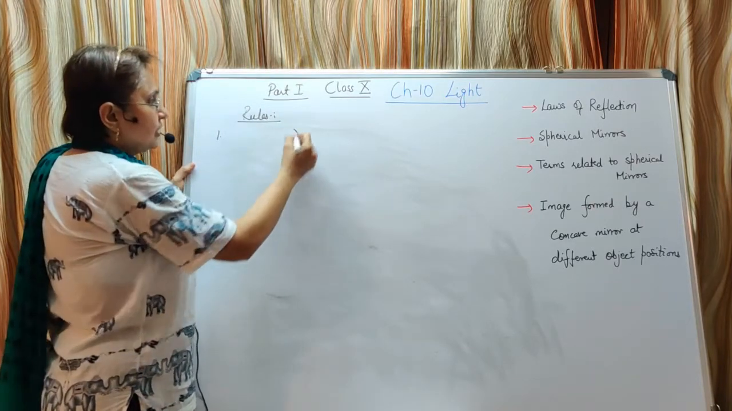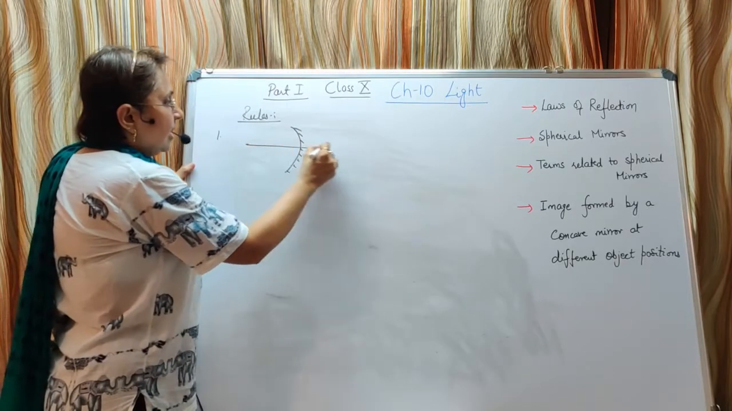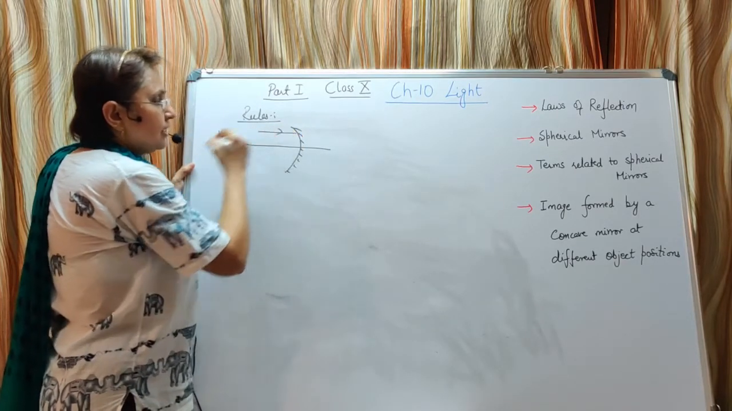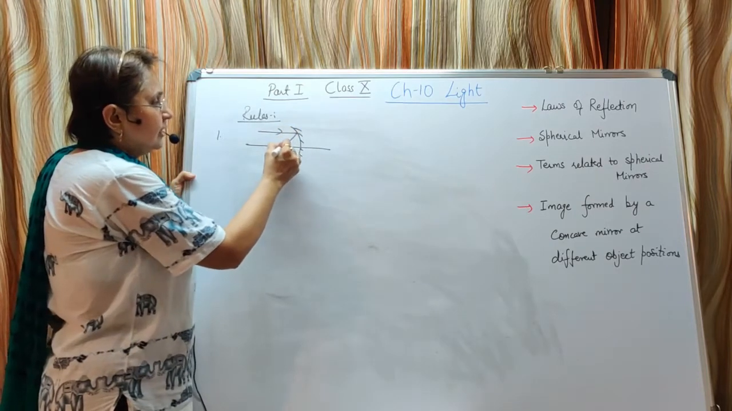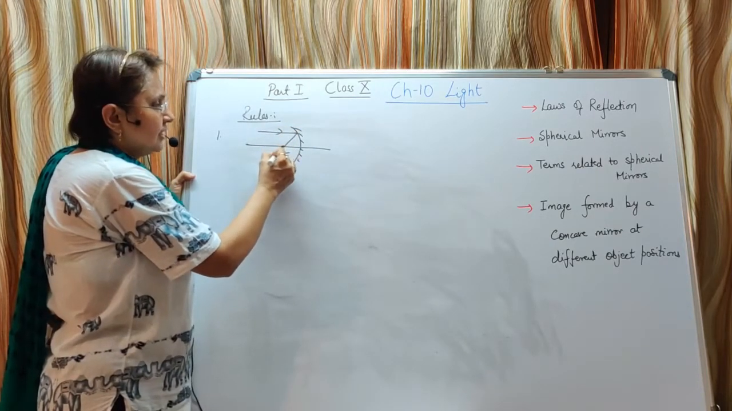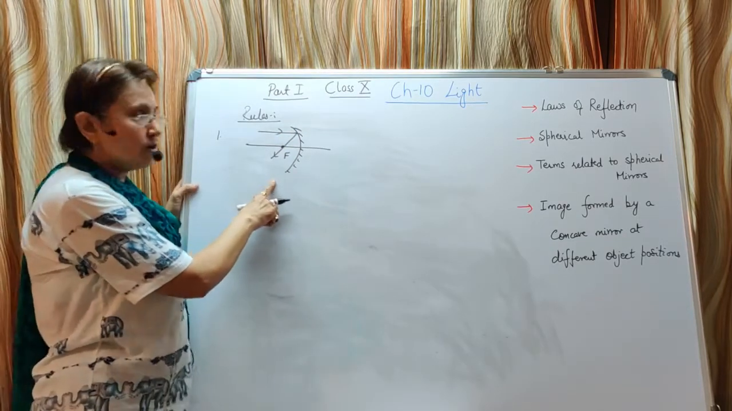The first rule: which mirror is this? Concave mirror. A ray of light which is parallel to the principal axis, after reflection, passes through the focus. That is, the reflected ray passes through the focus in case of a concave mirror.